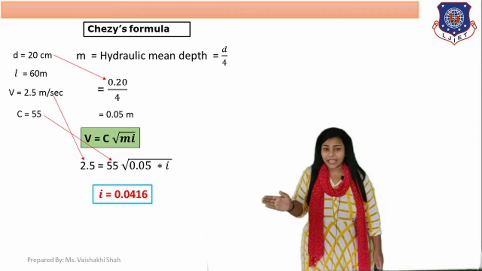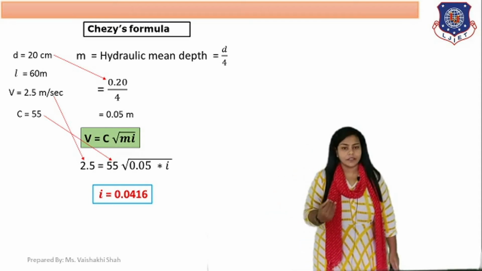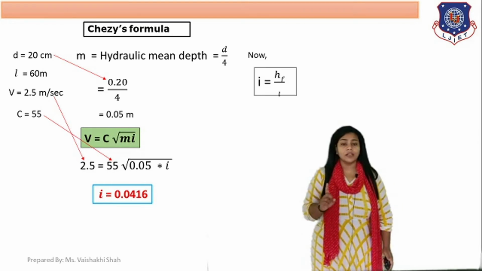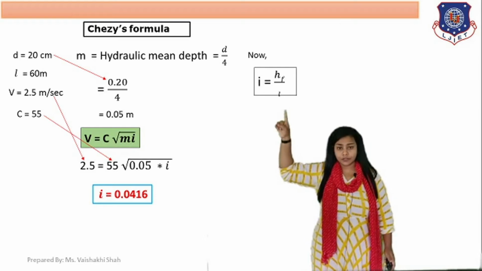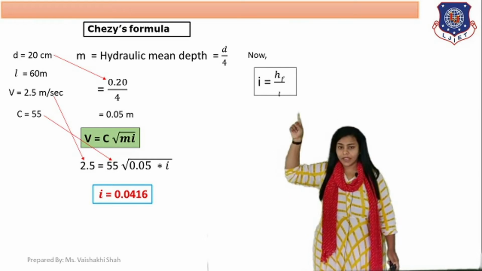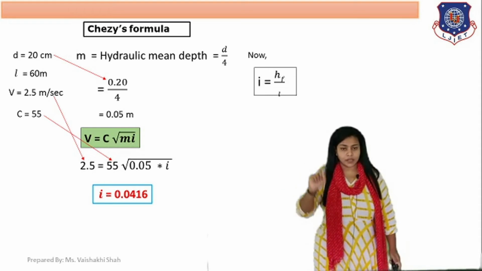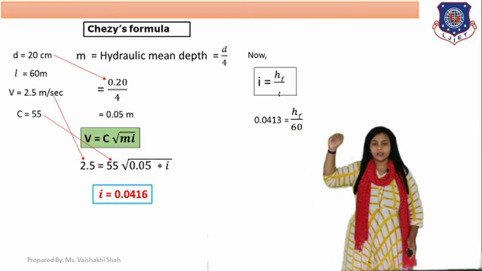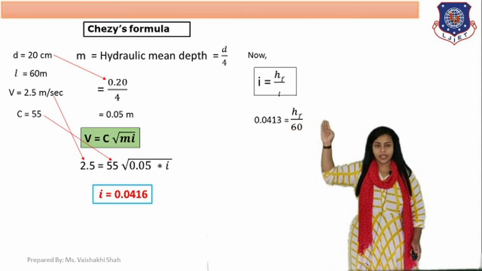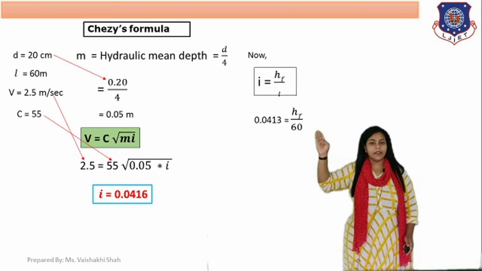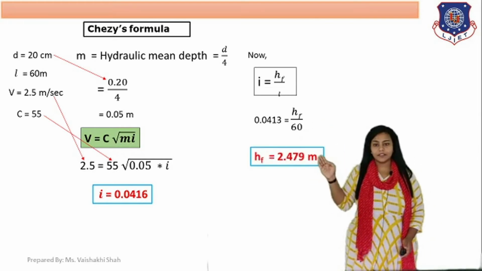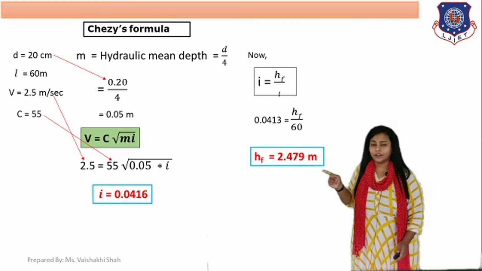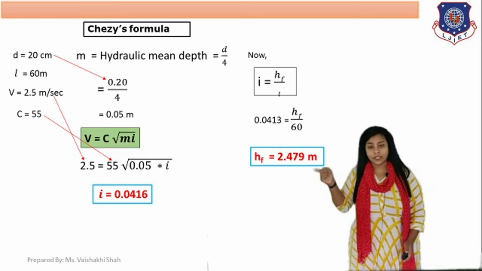0.0416. Now i, which we just derived in Chezy's equation, i equals HF upon L, where HF is head loss due to friction and L is the length of the pipe. Now placing all these values here, i is 0.0413, so 0.0413 equals HF divided by 60. So your HF is 2.479 meter. This HF is head loss due to friction by Chezy's equation.